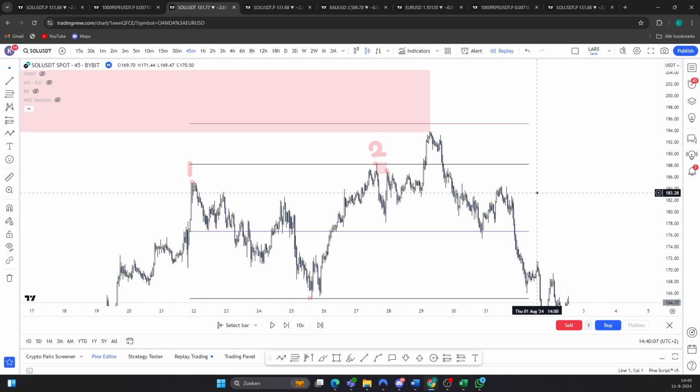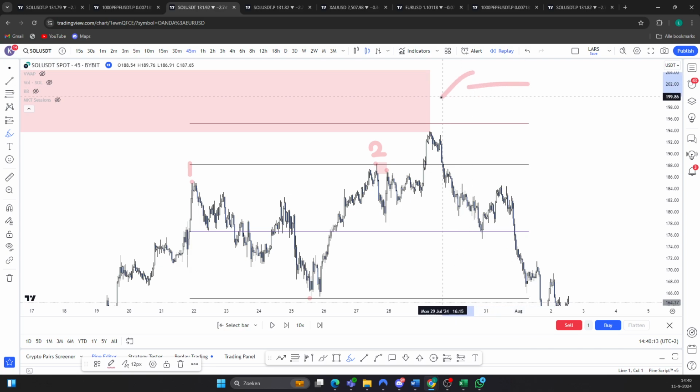Furthermore, referring back to when can we expect the Model 1, when can we expect the Model 2, we had this very important key supply zone on the chart higher up.